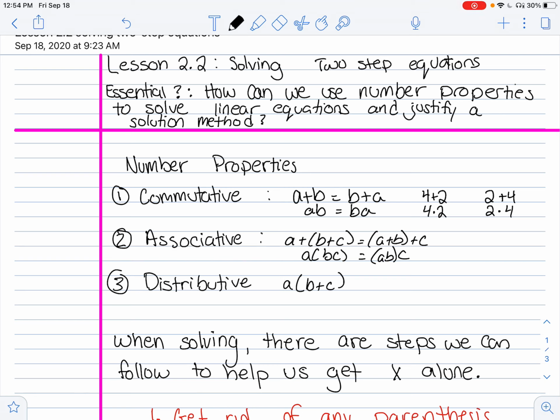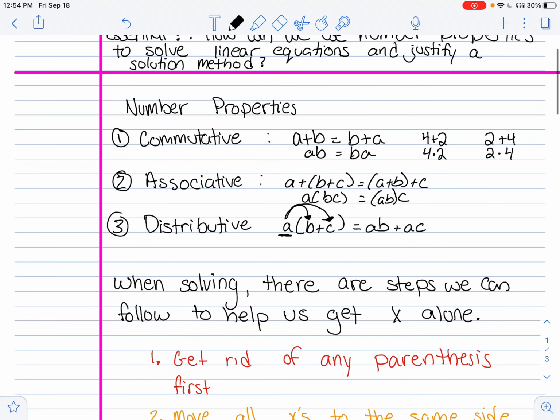And the way that we do this is we take that number on the outside and we multiply it to the first thing in the parenthesis first. So I do A times B. And then I take the number on the outside and I multiply it to the second thing in the parenthesis, A times C, which gives me a positive AC, and we put that plus sign right in there. So we are going to use these three properties to help us solve two-step equations.